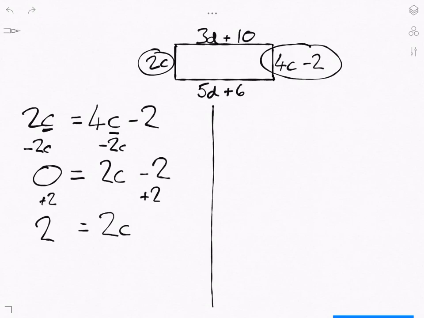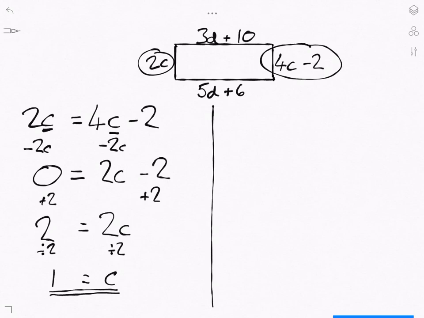Now, last step, just to get c on its own, we've got 2 times c. So we're going to divide by 2, both sides. 2 divided by 2 is 1. 2c divided by 2 is 1c. So c is just equal to 1.